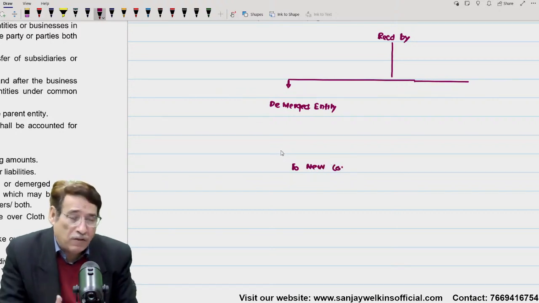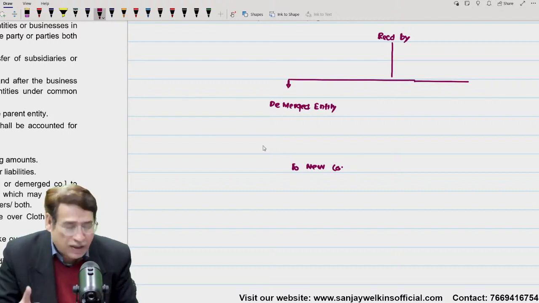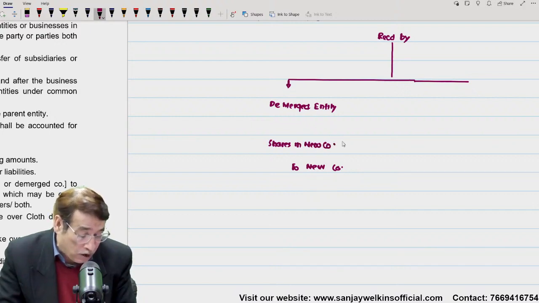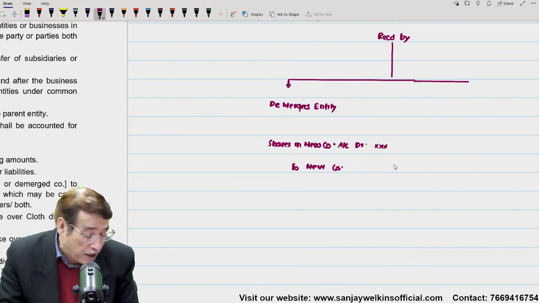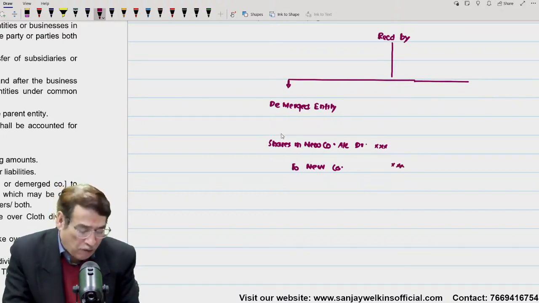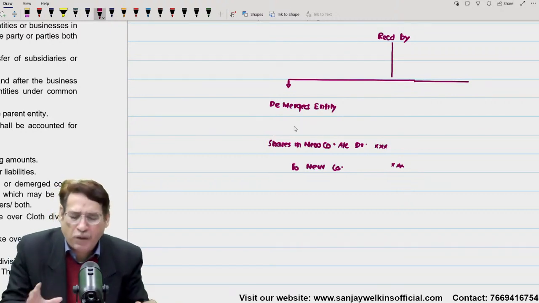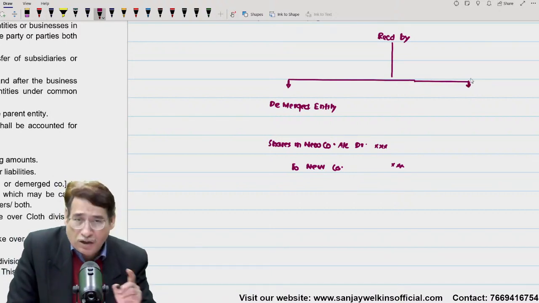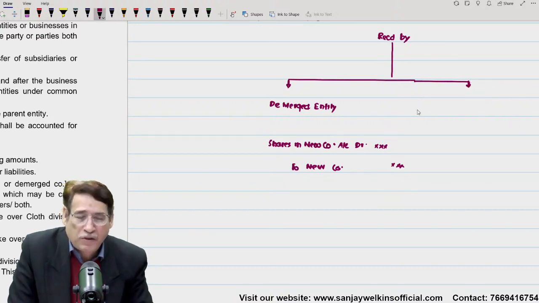And whatever consideration you have received from the new company, although consideration can be received in any form, generally under merger demergers, we receive the consideration in shares. So I am writing shares in new company account debit to new company account. So if consideration has been received by demerged entity, this entry you will have to pass, provided you are receiving the entire consideration in shares. If you are receiving some portion in cash, you will also debit the cash account. But generally, under merger demergers, the consideration gets transferred in the form of share capital. At no point of time did I tell that cash cannot be received or given.